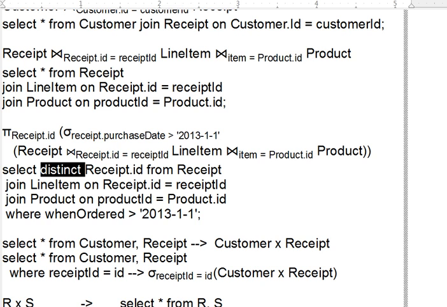Remember to include distinct in any SQL query that is meant to implement a relational algebra expression if the query might produce duplicate rows. In fact, by the way, the reason SQL requires you to specify distinct is that it's an expensive operation, and so it should not be a default. Distinct slows down the query implementation considerably, since it requires some sort of sorting to put common result rows next to each other for elimination.